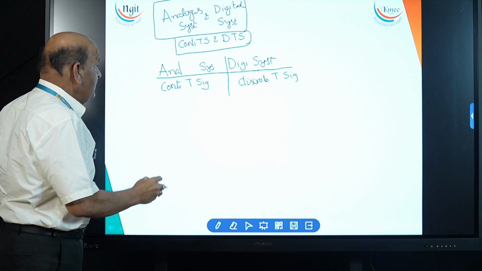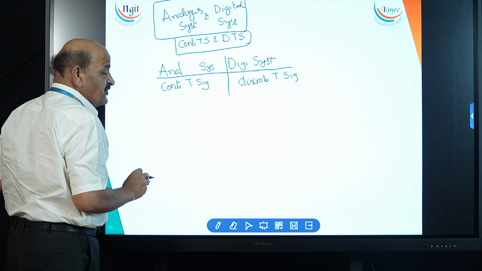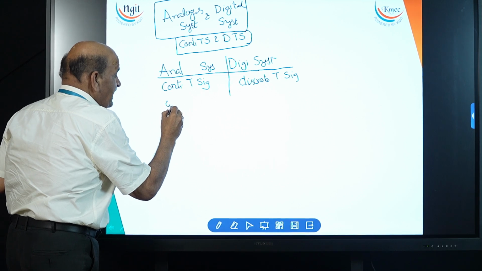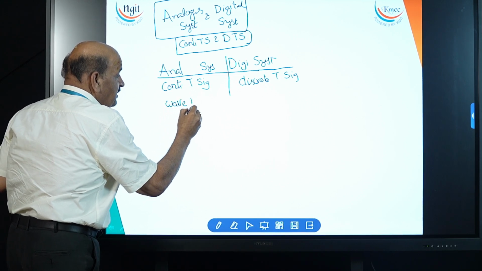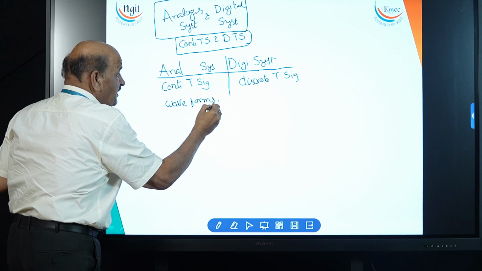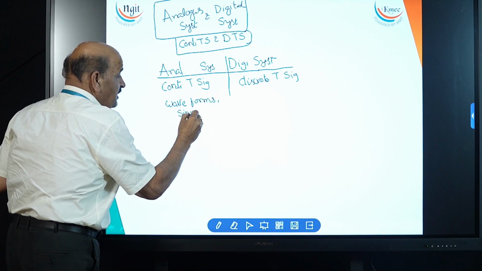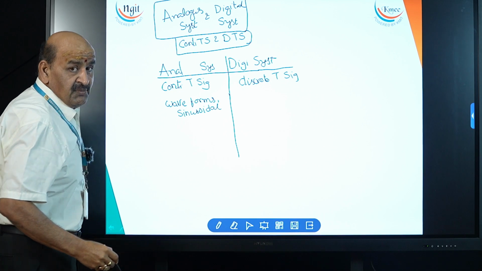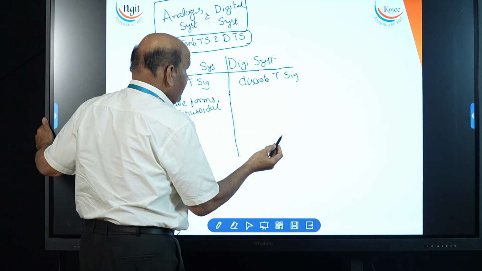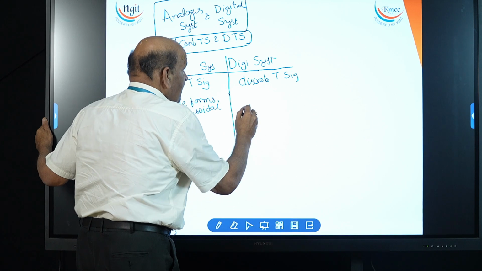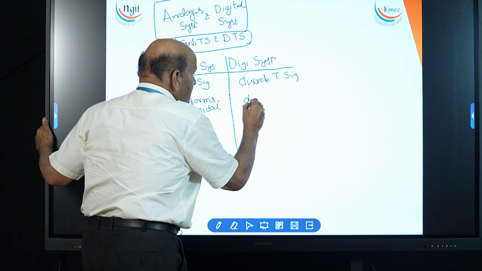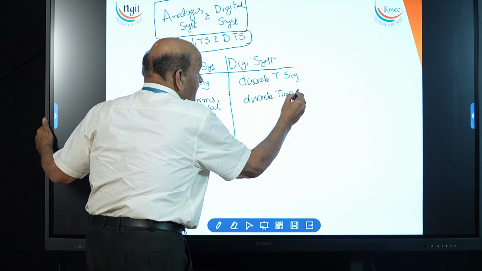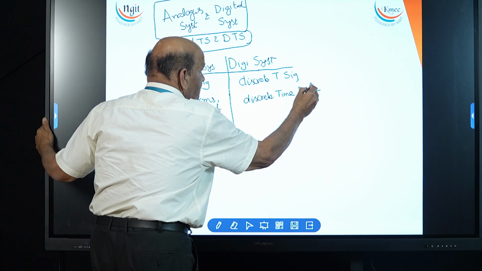Now, these analogous systems contain all inputs as waveforms. In the waveforms, that means in the sinusoidal representation. Now, on the other hand, the digital systems, what kind of data do they produce? They always produce discrete time data.